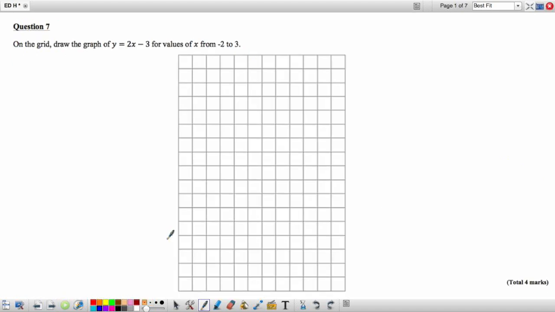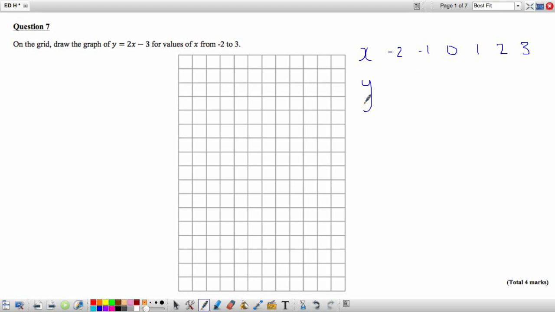Question 7. On the grid, draw the graph of y equals 2x subtract 3 for the values of x from -2 to +3. So our first step is to generate our coordinates. So you can make a small table to the side. Our values for x go from -2 up to +3. So we go each of the integer values in between: -1, 0, 1, 2, 3.